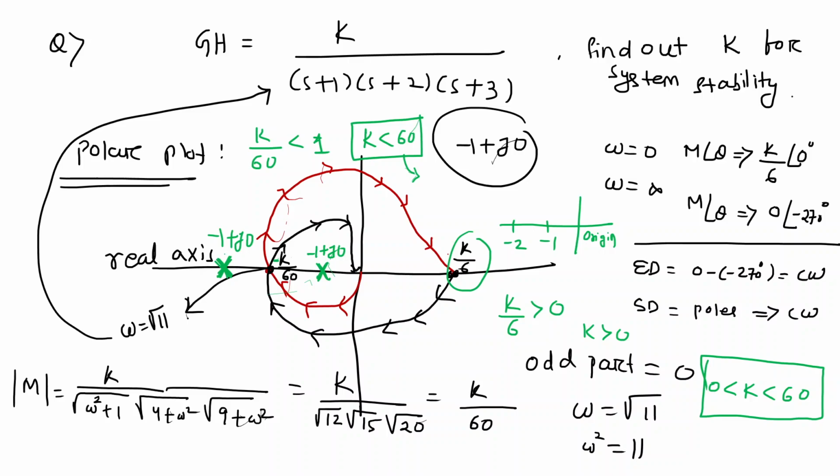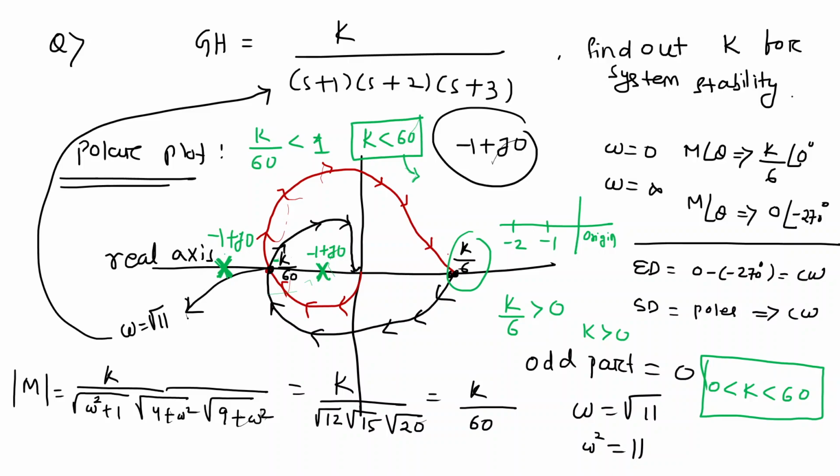Tell me at which value of k the system is marginally stable. K is equal to 60. And for which value of k is the system unstable? K greater than 60. So that is the whole idea. If you understand the Nyquist plot, from the Nyquist plot you can tell the values of k for system stability.